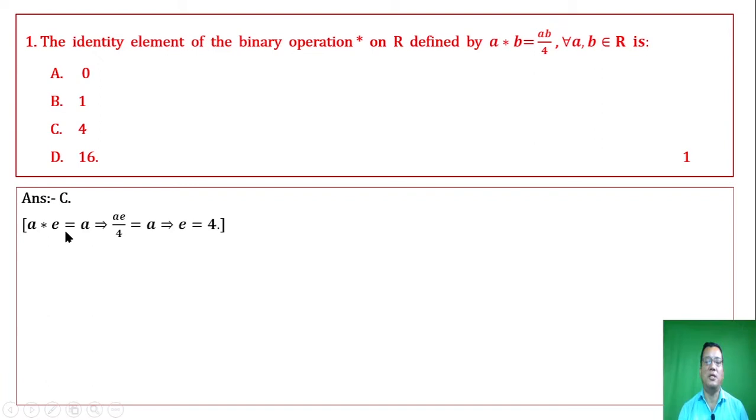A asterisk E equal to A implies, by definition of identity element, A asterisk E equal to A, and A asterisk E is AE by 4, which equals A. Dividing on both sides by A we get E equal to 4. But the correct answer is 4. But this R should be redefined as this R does not contain 0. If A is 0, which cannot be true.